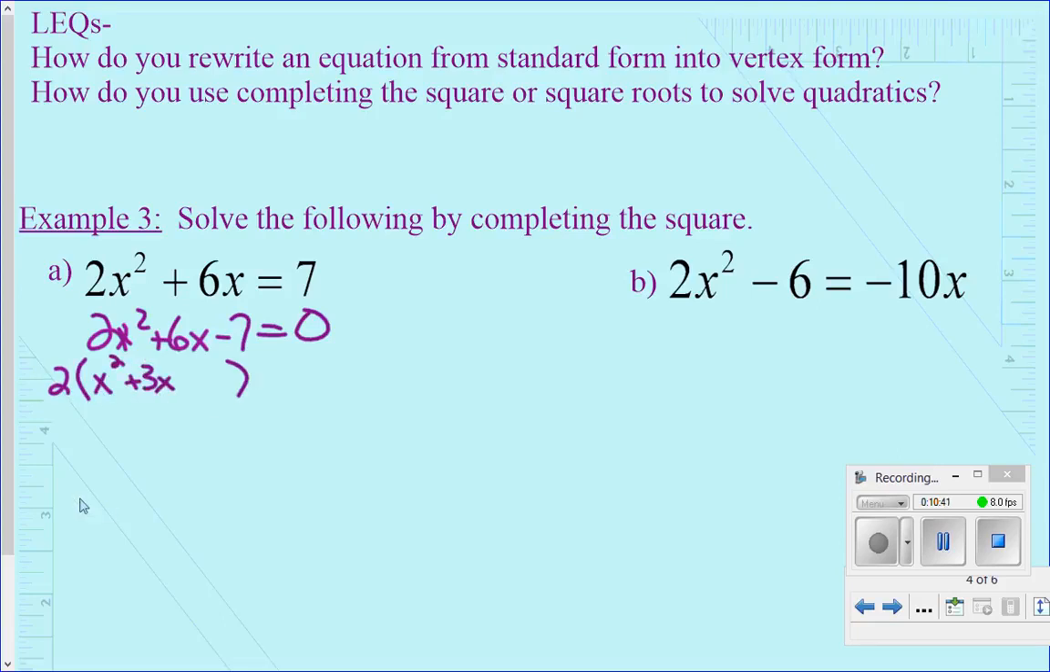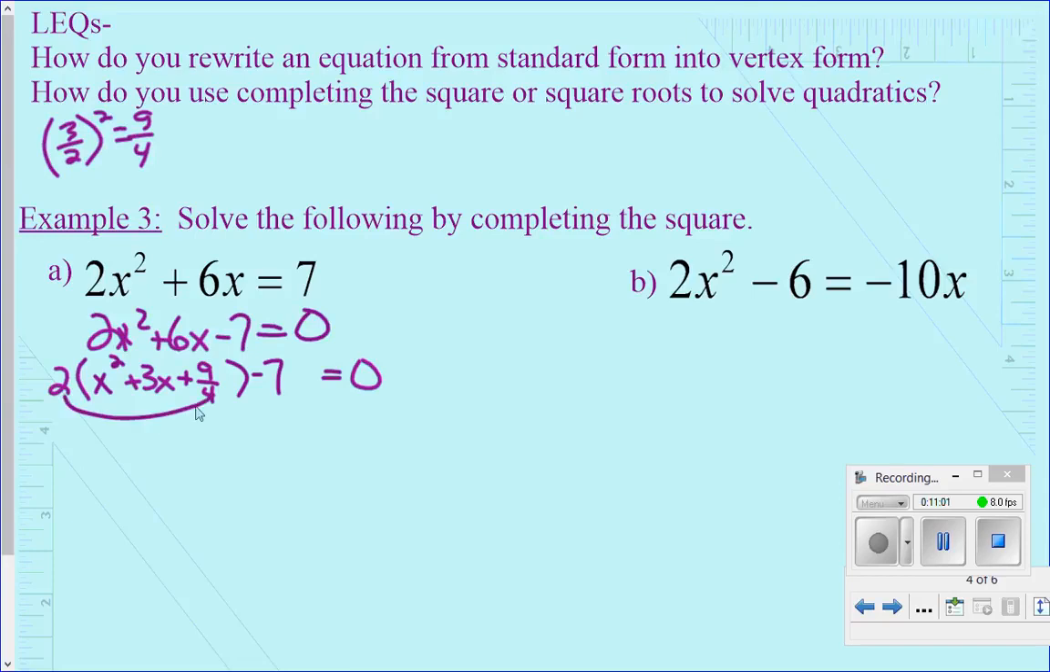Skip a little bit of space. After minus 7, skip a little space, equals 0. So now I'm ready to complete the square because I have a 1x squared. So I'm going to take half of 3 and square it, giving me 9/4. 9/4 is what I'm going to add.